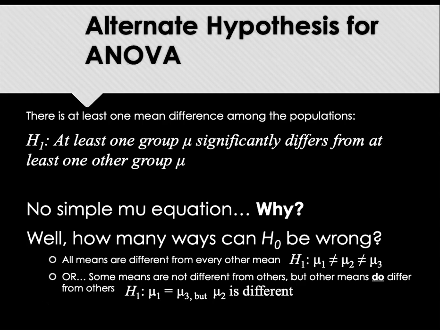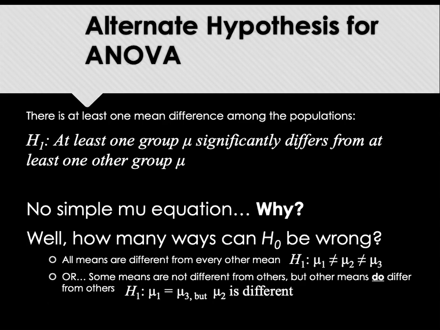And here, there's no simple statistical notation or mu equation like there is for the null hypothesis, right? Why isn't there a simple equation? Well, because there are all kinds of ways that the null hypothesis can be wrong, right? It could be, just as one example, that all the means are different from every other mean. So perhaps, and that's what this is showing right here, one alternate hypothesis is that the mean for population 1 does not equal the mean for population 2, and it also does not equal the mean for population 3, that they're all different from each other.